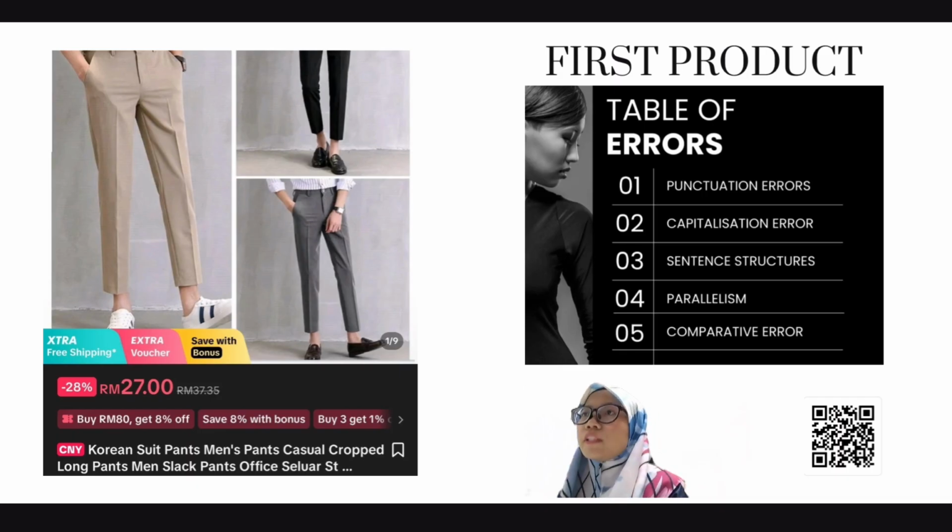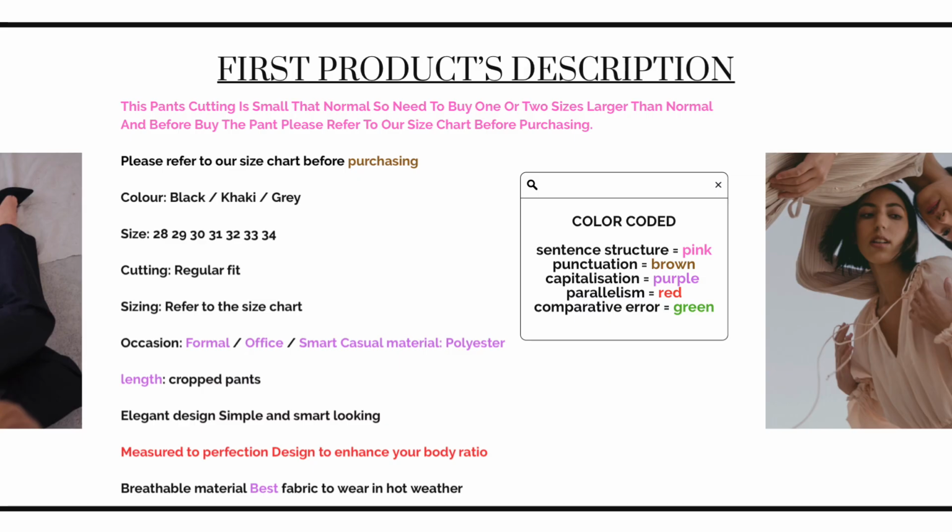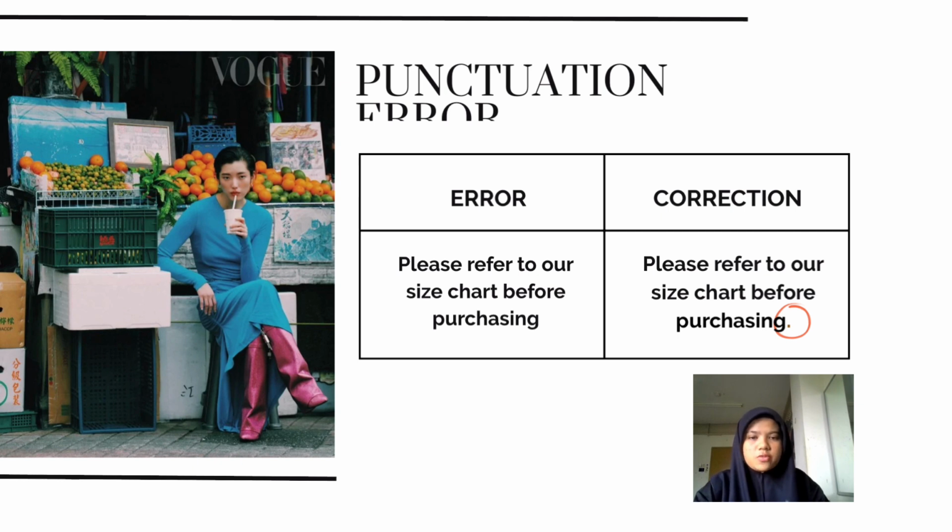The first product description is about Korean suit pants that we found on TikTok Shop. Next to it is the table of errors that we have made. Number 1 is punctuation errors, number 2 capitalization error, number 3 sentence structure, number 4 parallelism, and lastly comparative error. So as you can see in the first example, the sentence lacks a full stop.